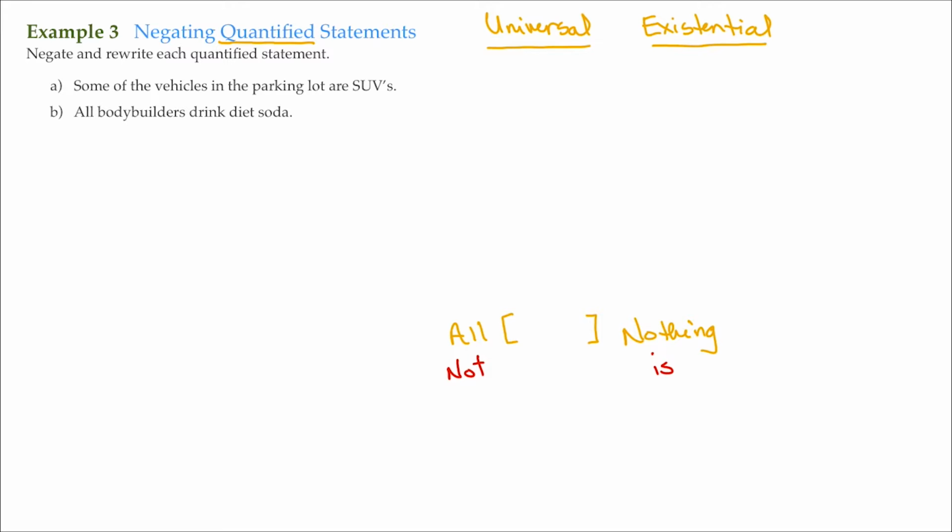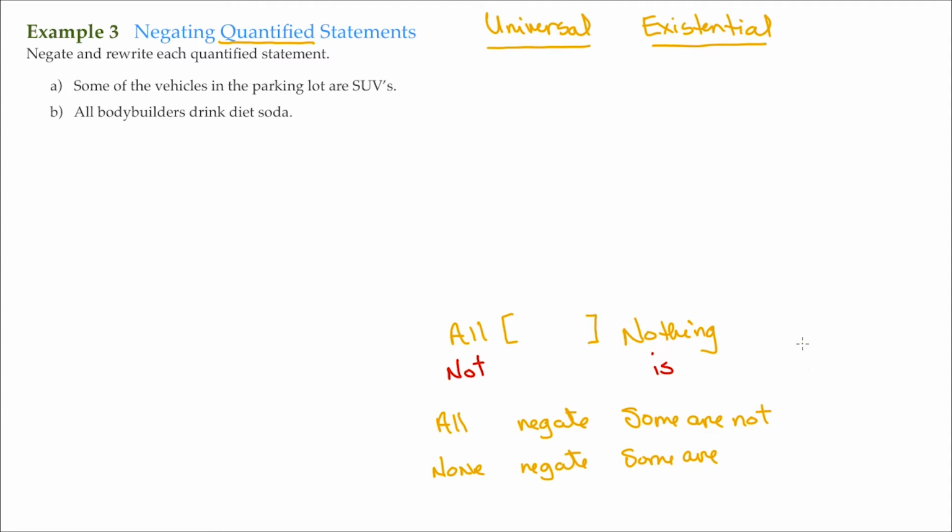And that's the approach. So with that, we can say that if I have a universal quantified statement that contains the word all, then to negate it, I have to use an existential quantified statement, some are not. If I have a quantified statement that has the universal quantifier of none or nothing, then to negate it, I use the existential quantifier that some are.